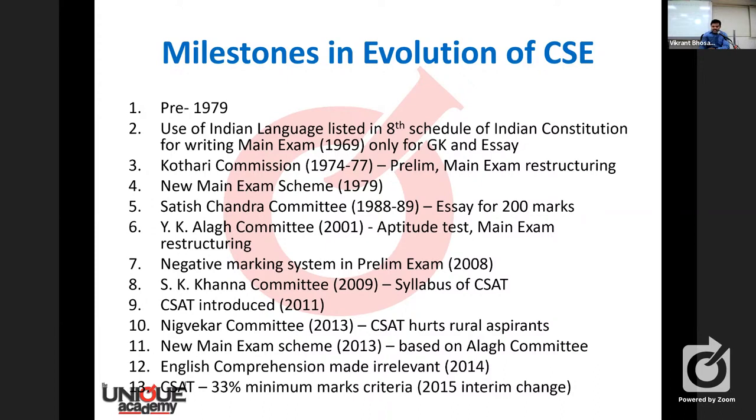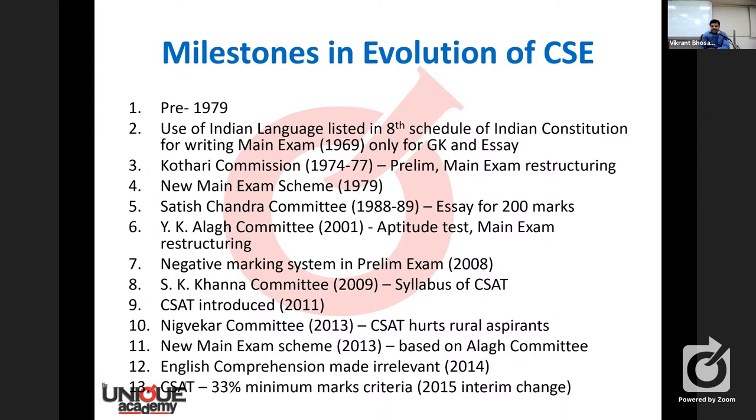So prelim was introduced in 1979 and the exam pattern was changed. AC was removed. Then two GS papers were introduced, two language papers were introduced, and two optionals were kept. That was the change brought by the Kothari Commission, and it continued till 2013. So 1979 to 2013 is another phase of the civil services exam. But during that phase, the Satish Chandra Committee reintroduced AC, which had been removed by the Kothari Commission, for 200 marks.